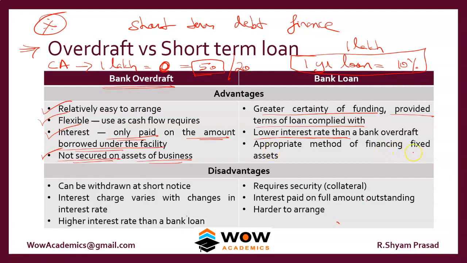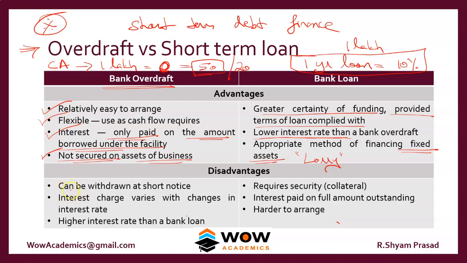Appropriate method of financing fixed assets. If a company wants to buy fixed assets, then they go for a bank loan. For example, if the company wants to buy a lorry, the company has to go for a bank loan. So what are the disadvantages of a bank overdraft and a bank loan?